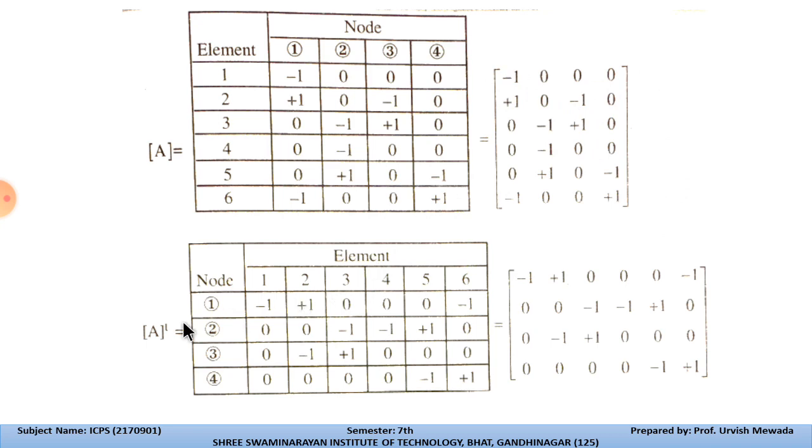Now the transposition of this matrix: row is converted to column, and column is converted to row. This matrix is having 6 rows and 4 columns, and the transpose is having 4 rows and 6 columns. So this is the transposition of the matrix, just convert row into column. So -1 0 0 0, this row will become the column. So this is how we can form the transposition of the bus incidence matrix.